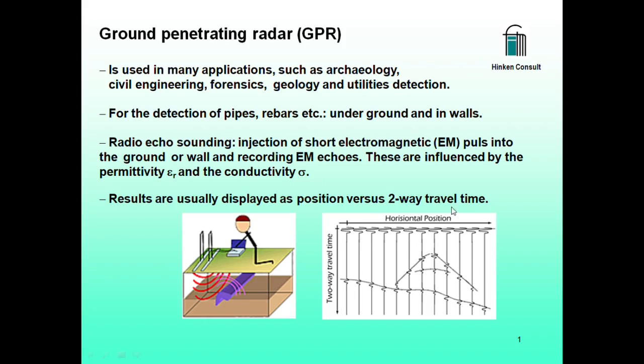These electromagnetic echoes are influenced by the properties of the ground. That means especially the permittivity epsilon r and the conductivity sigma. And the results are then displayed in a special way. That means the horizontal position in a horizontal line and the two-way travel time of the pulse downwards. We will look at that in the following.